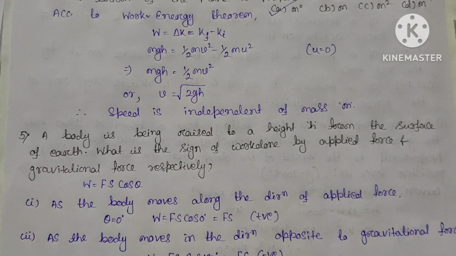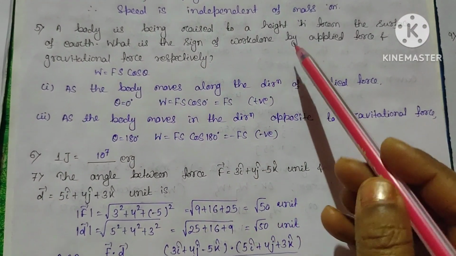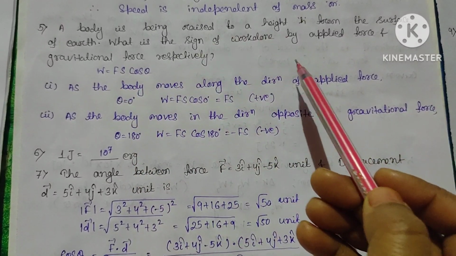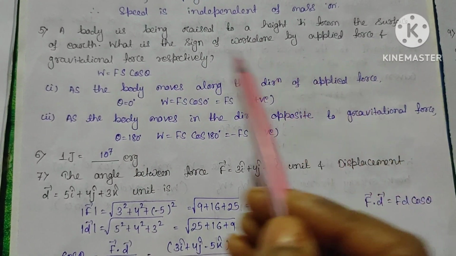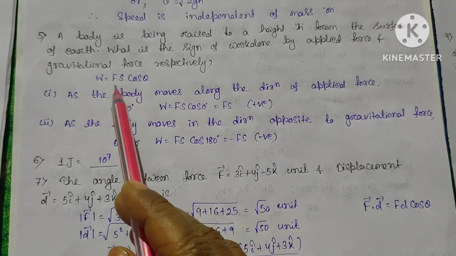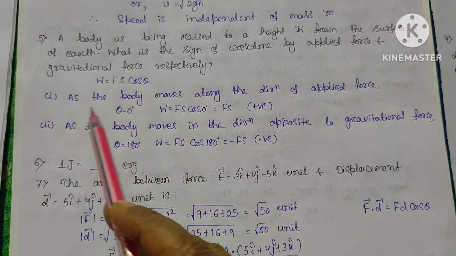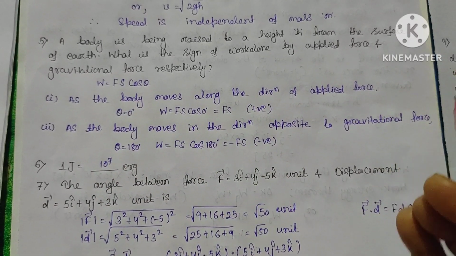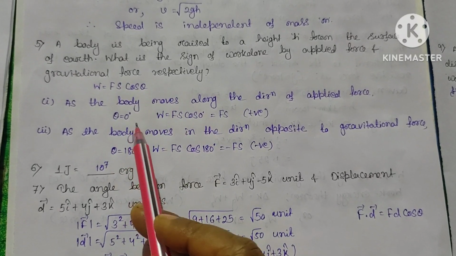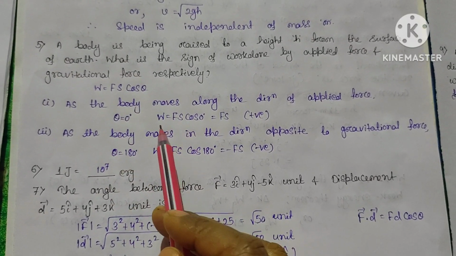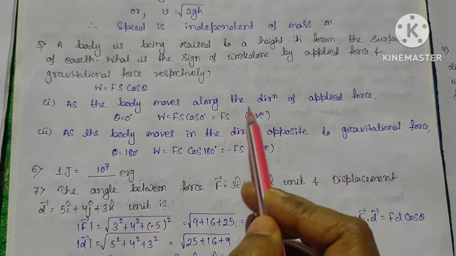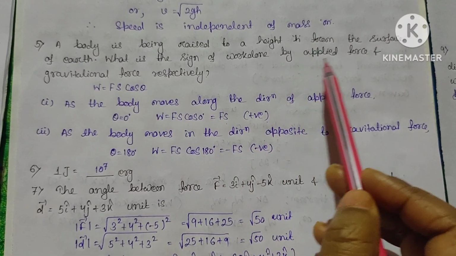Okay. Next is, a body is being raised to a height h from the surface of the earth. What is the sign of work done by the applied force and the gravitational force respectively? We know W equal to F dot S, or Fs cos theta. As the body moves along the direction of the applied force, theta is 0 degree. So here W equal to Fs cos 0 degree, simply Fs, which is positive work done by the applied force.